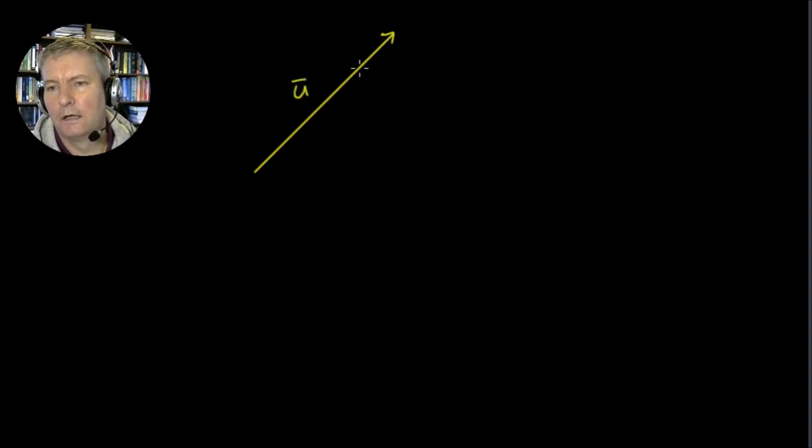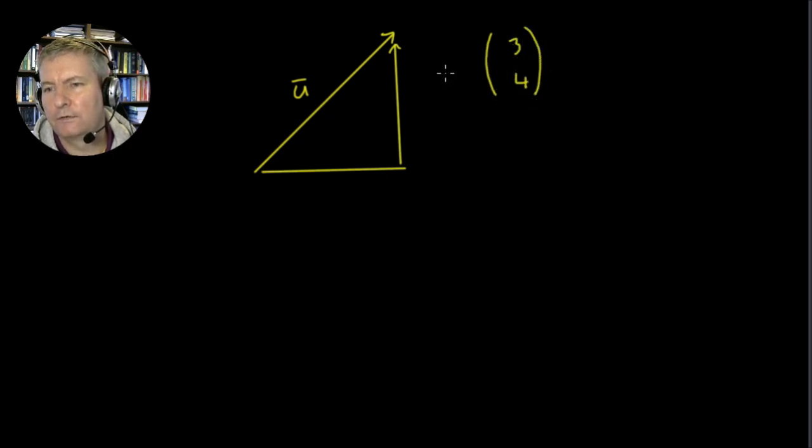Let's say we're asked to find the unit vector of this vector u in component form. So let's say vector u can be given by the component form 3, 4. So this tells us that vector u is equal to 3, 4. So we come along 3 and up 4, and that gives us this vector. Now the unit vector of this u is in the same direction, but it's of length only 1. So we want to find this unit vector.